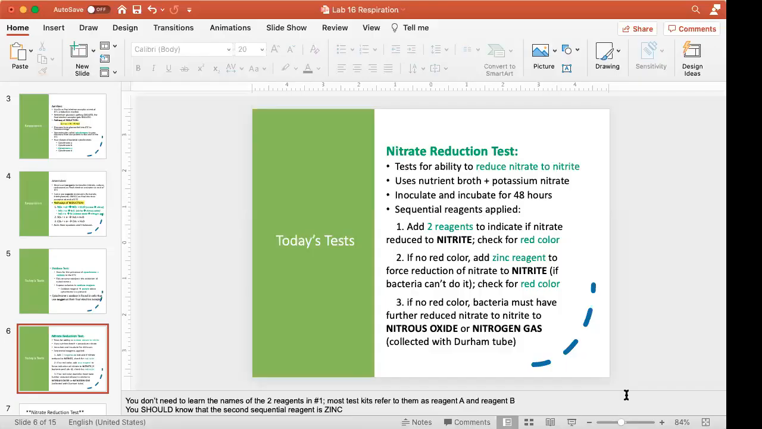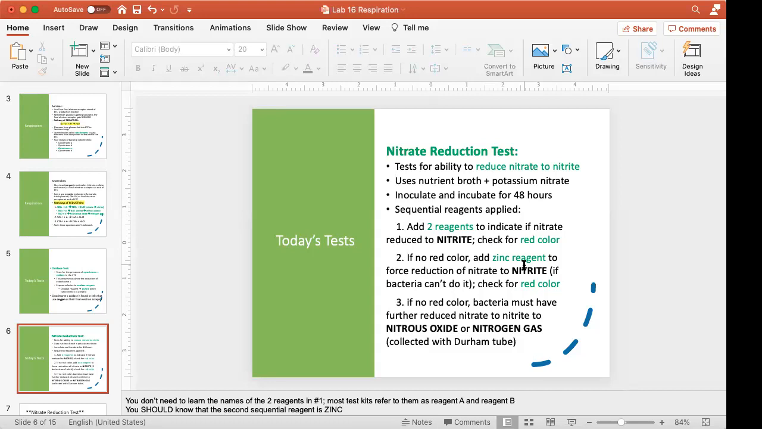All right. There is one more step to this test, because guess what? There's another possibility of what's happening. Imagine that I take the tube out, I put the two reagents in, and it doesn't turn red. So I take out my zinc and I put some zinc powder in, and it still doesn't turn red.